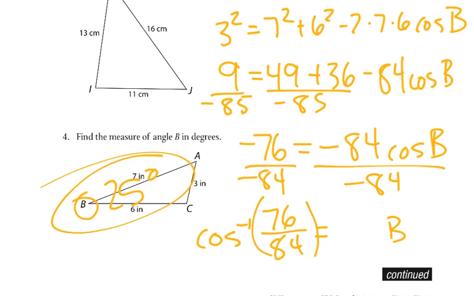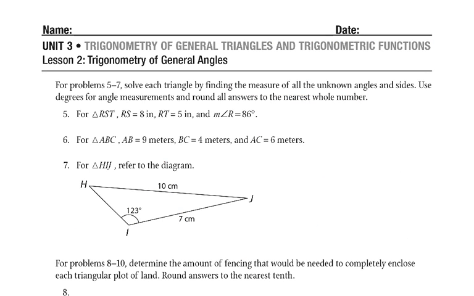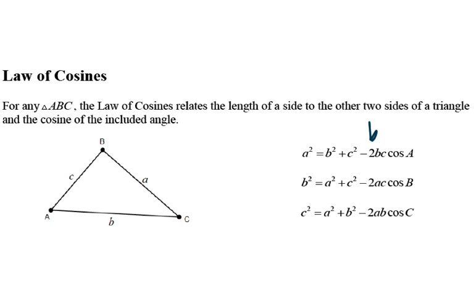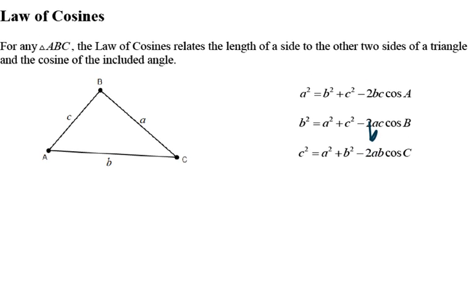All right. Now let's take a look. 5, 6, and 7 want us to find all the measures of the unknown angles and sides. Let's take a look at 7 first because it has a diagram. Actually, let's not. Let's do 5 first. I'm going to probably do it over here where I've got more space, and I'm going to use that triangle. So we've got RST. Let's call this RST.